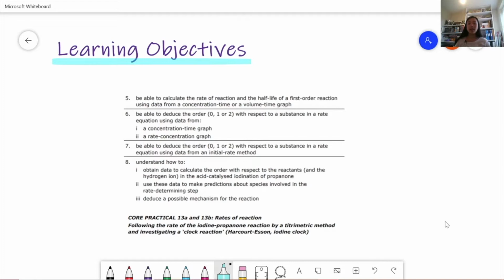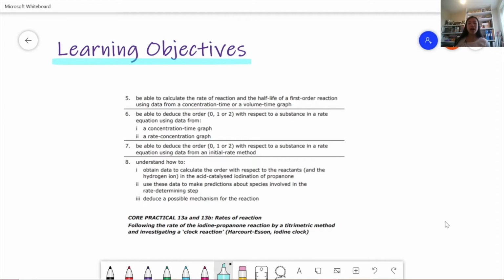Today's learning objectives are to firstly be able to calculate the rate of reaction and the half-life of a first order reaction using data from a concentration time or a volume time graph, and then to be able to deduce the order with respect to a substance in a rate equation using data from a concentration time graph or a rate concentration graph, and then to be able to deduce the order with respect to a substance in a rate equation using data from an initial rate method, and then to understand how to obtain data to calculate the order with respect to the reactants in the acid catalyzed iodination of propanone, use these data to make predictions about species involved in the rate determining step, and to deduce a possible mechanism for the reaction.